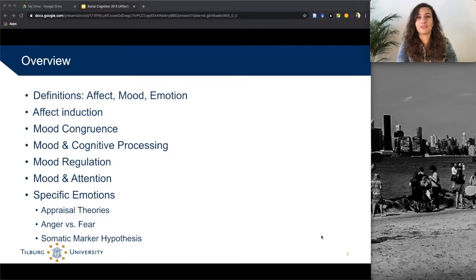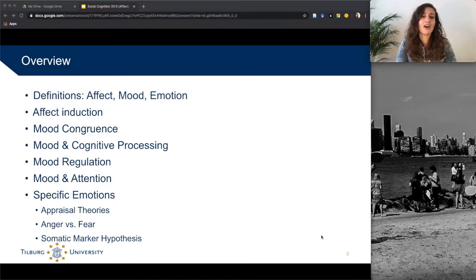So there are a bunch of different ways that mood can influence us, and we will get started with looking at how mood can produce some congruence effects. We will also speak about mood affecting cognitive processing, how we regulate mood, and how mood affects attention.